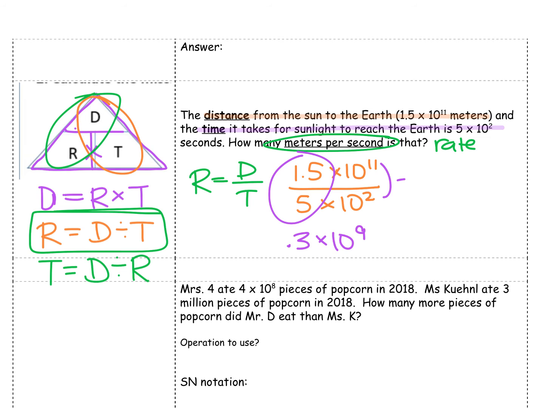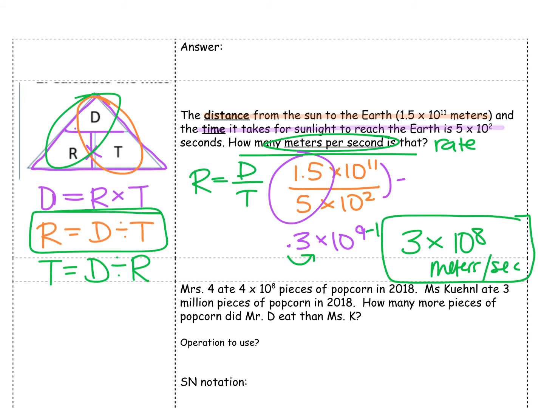Now, I am not in scientific notation, so I'm going to have to shift my decimal. I'm going to move it 1 to the right to make 3, which means I can subtract 1 from my power. So 3 times 10 to the 8th, then we got a label. That's how many meters per second. Meters per second. That is the speed that the light is traveling.